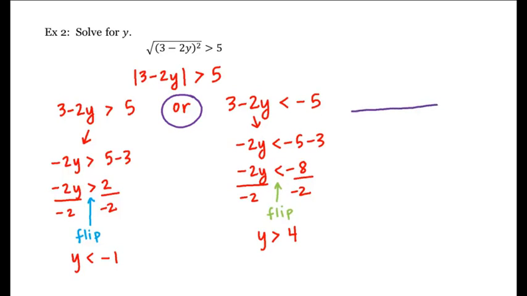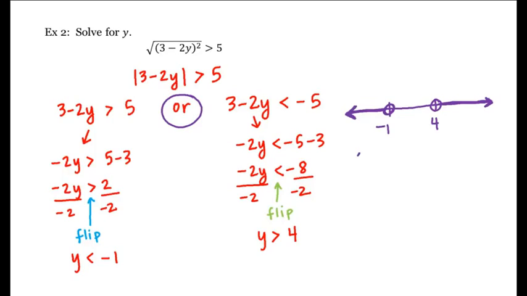So graphing this gives us the following. Let's say this is negative 1. Less than negative 1, we do not want to include negative 1, so we put an open circle, and less than we go to the left. And let's say this is 4. We do not want to include 4, so we put an open circle, greater than, we go to the right, which would be our answer here.